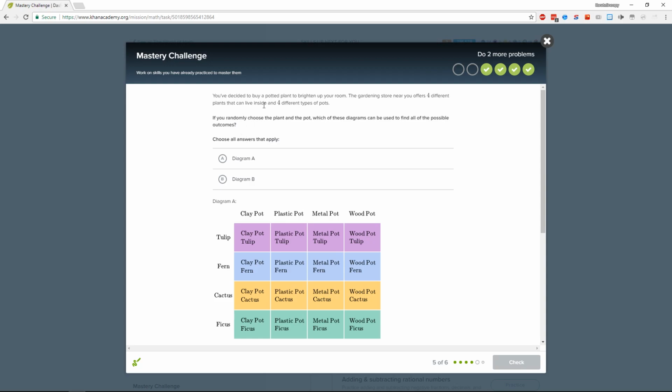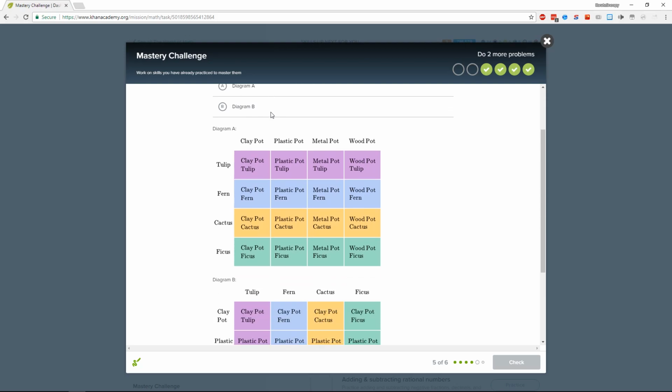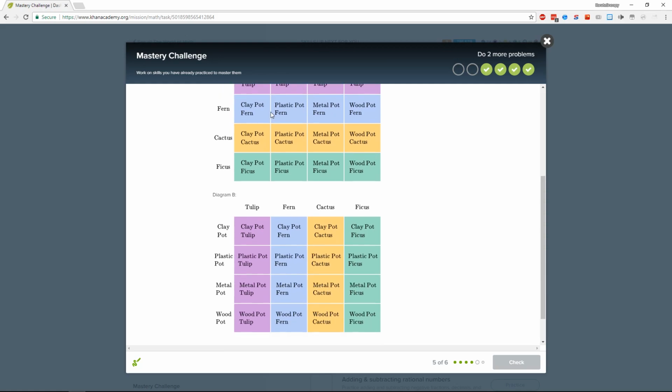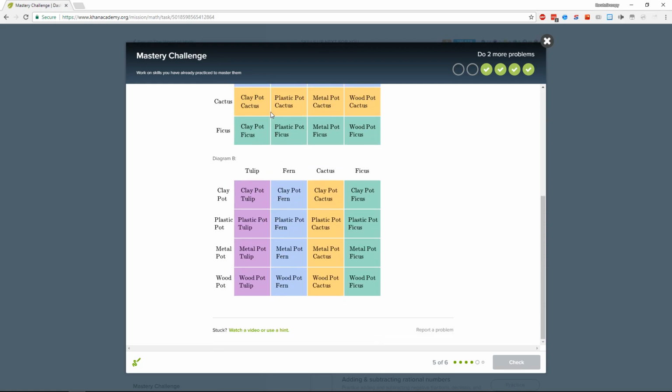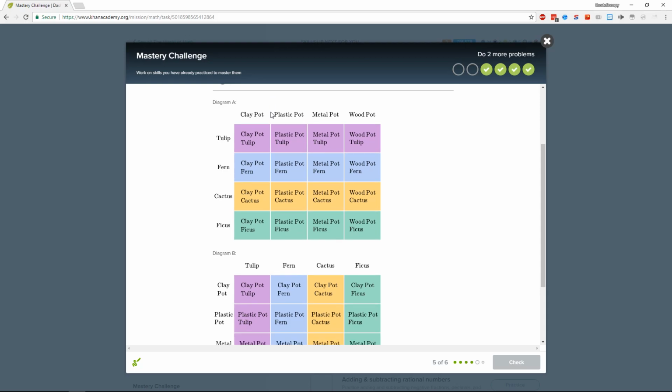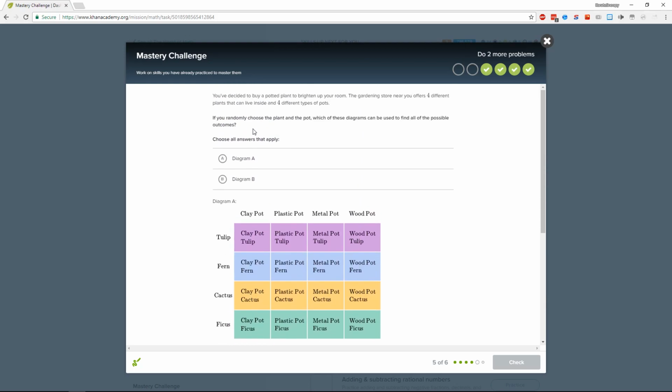You've decided to buy a potted plant to brighten up your room. Gardening store offers 4 different plants that can live inside in 4 different types of pots. If you randomly chose the pot, then the plant, which of these diagrams can be used to find all possible outcomes? Look pretty similar.